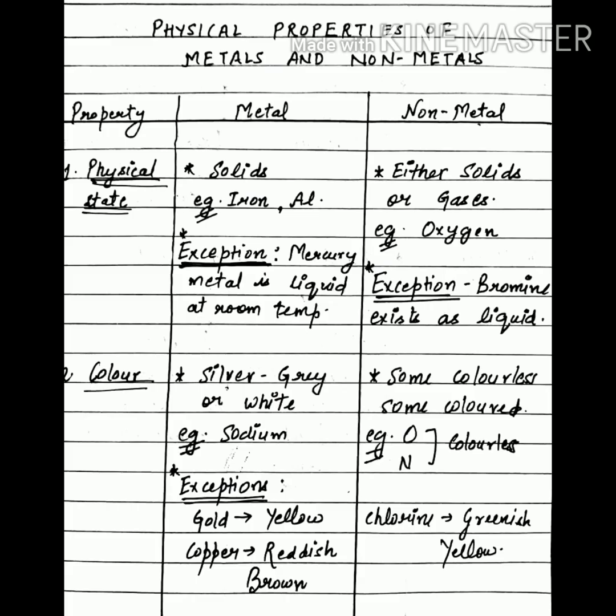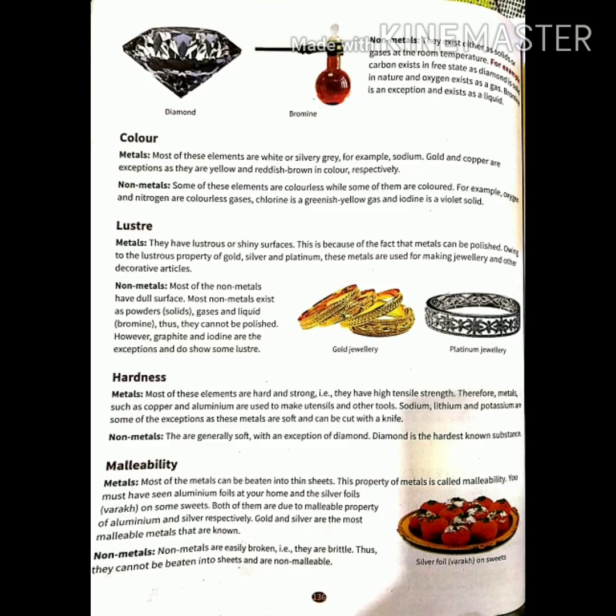In case of metals, the physical state is solid, for example iron and aluminium, but we have one exception: mercury, being a metal, is liquid at room temperature. Then we have the physical state of non-metals. Non-metals can either be solids or gases, for example oxygen. And here also we have an exception: bromine, being a non-metal, is liquid. So we are done with the physical state.